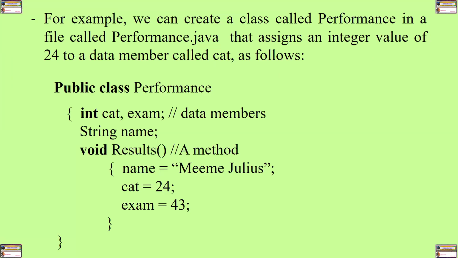So that is a class. As you can see, the class called performance, whose scope is public, that is public class performance, has two types of members. We have the data members, which include name, exam, and cat, and the method, which in this case is results. And this method called results does not return any value to the caller, and that is why it is void.